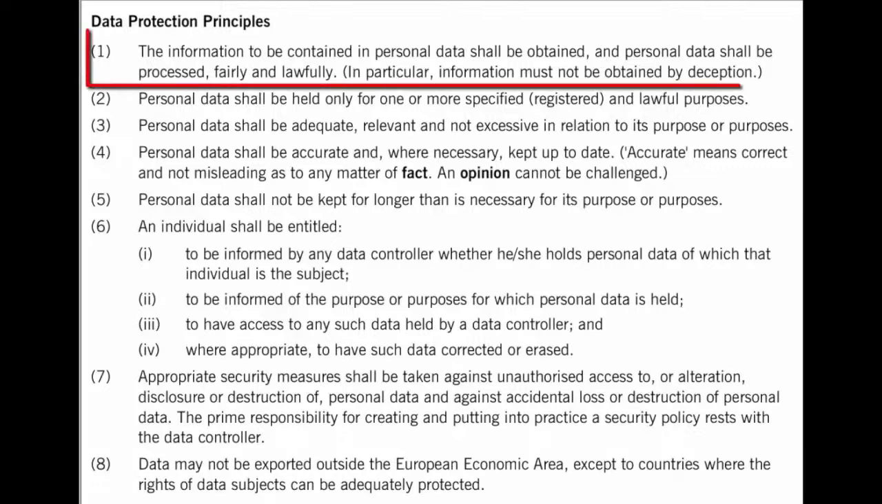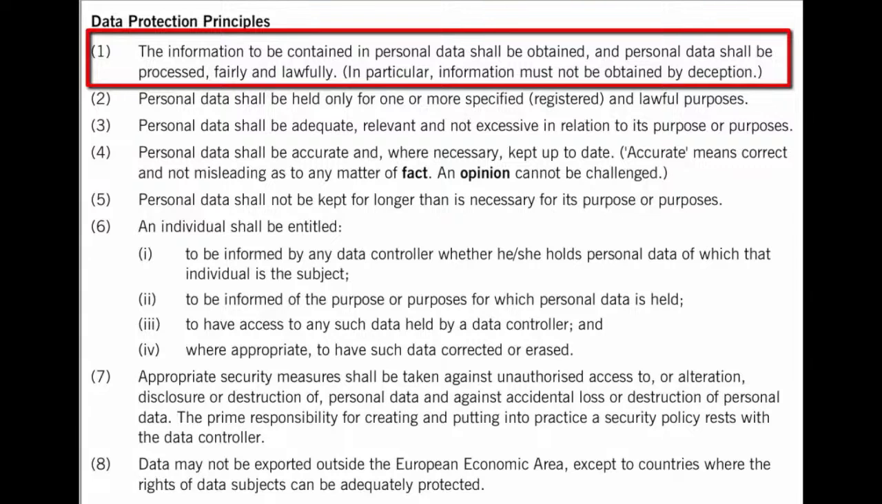1. Fair and lawful processing of data. Explanation. Data must be collected and processed in a manner that is transparent, fair, and legal. Information should not be acquired through deception or misrepresentation. Example. If a company wants to gather customer information for a loyalty program, it must explain clearly what the information will be used for and gain consent, rather than secretly using it for targeted marketing.